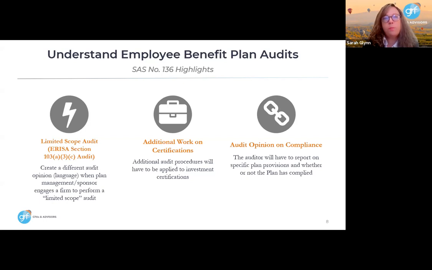So, related to that two-part opinion that I discussed, the auditors will now be reporting on specific plan provisions and whether the plan has complied with those provisions, so that the auditor's opinion under the ERISA Section 103 audits will look quite different than the limited scope audits in the past.